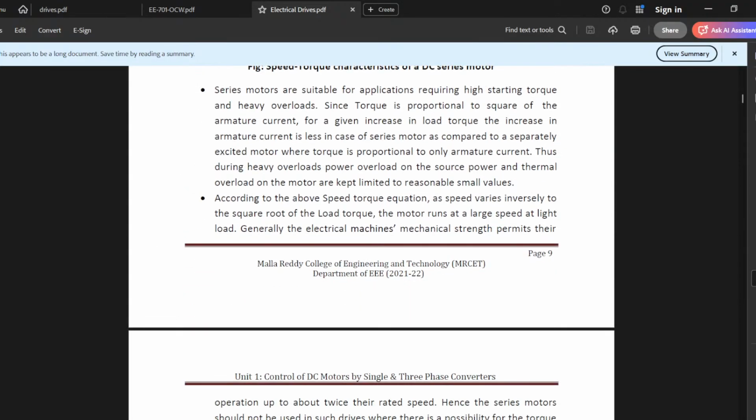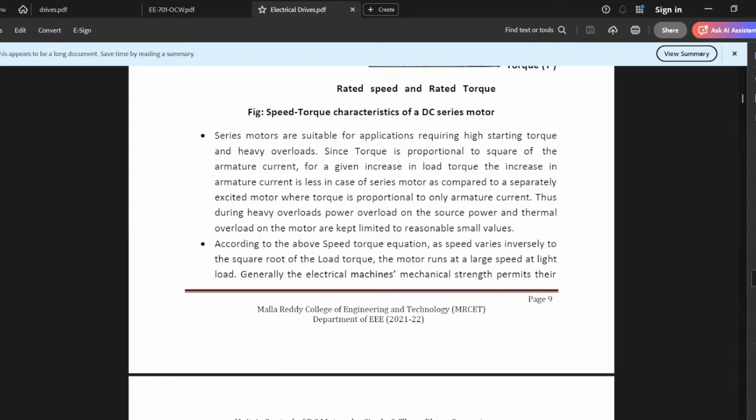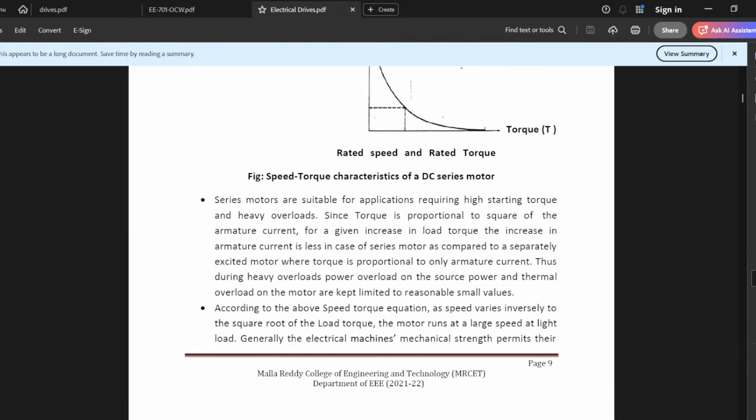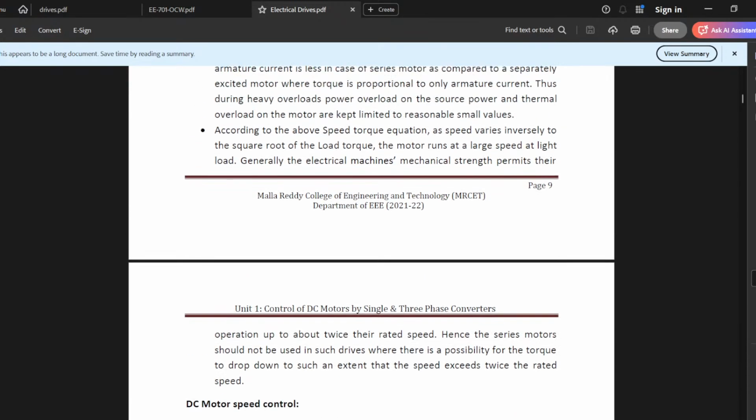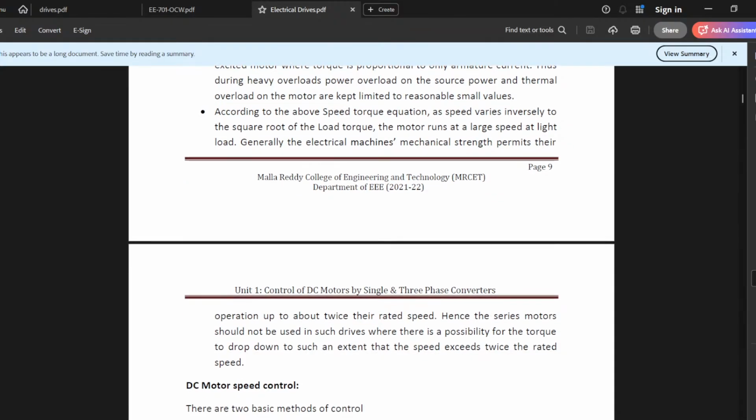Here we have this. So it is suitable for applications where we require high starting torque and heavy overload. Since torque is proportional to the square of armature current, for a given increase in the load, the increase in armature current is less than the series. According to the equation, as the speed varies inversely to the square root of the load torque, the motor runs at large speed at light load. Generally, electrical machines' mechanical strength permits their operation.